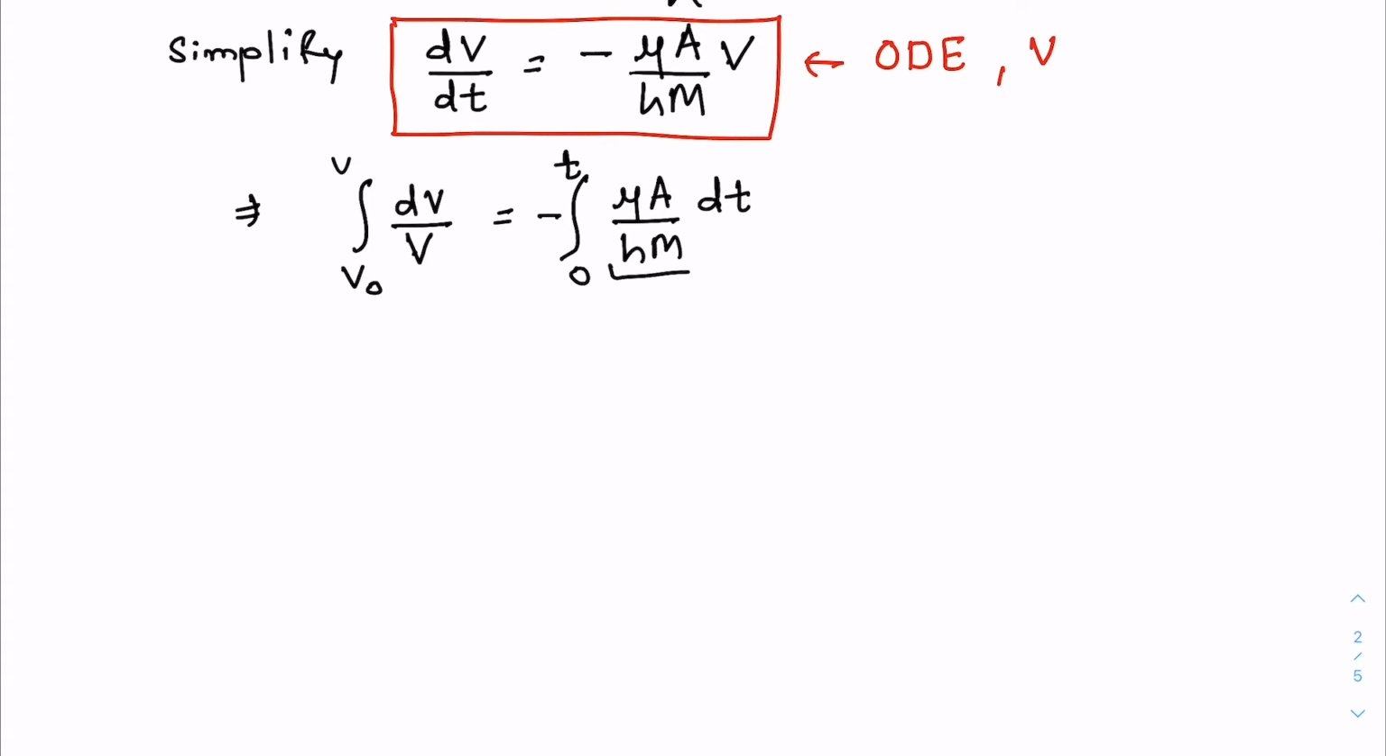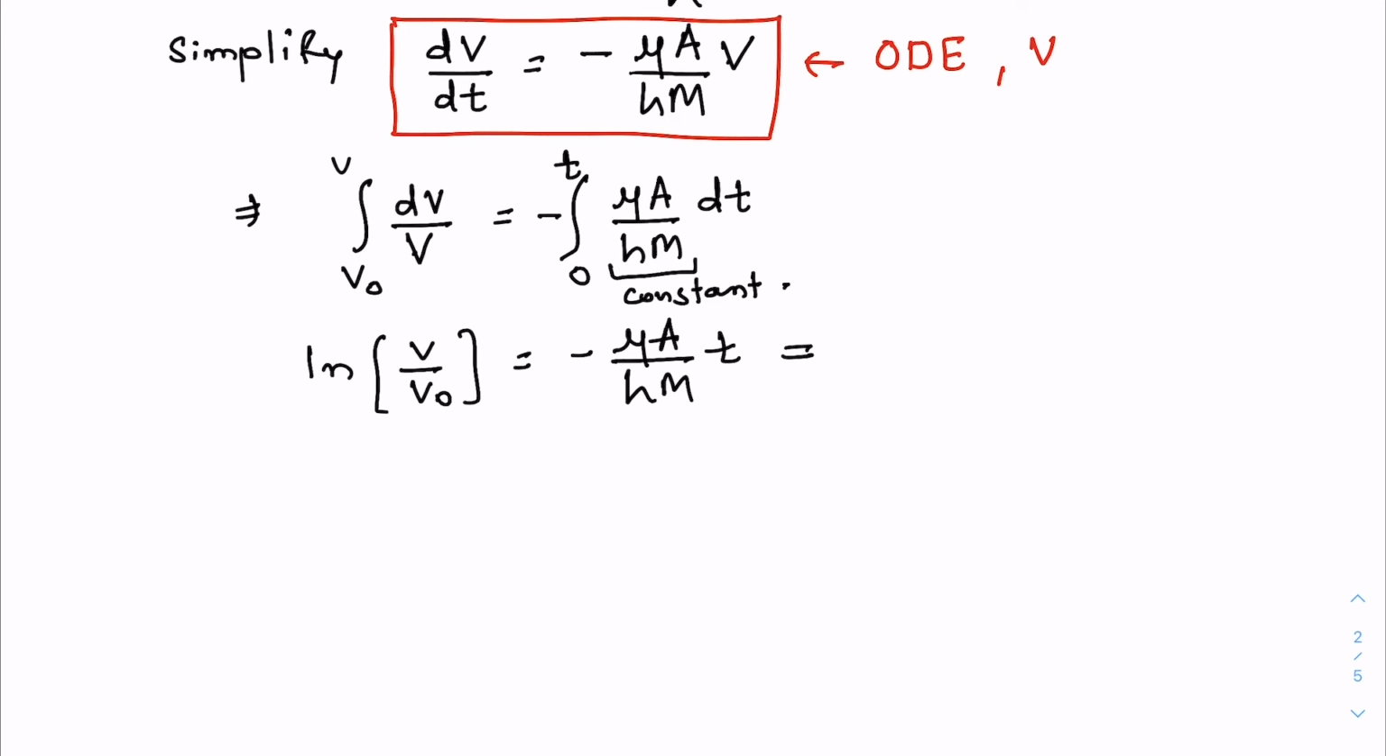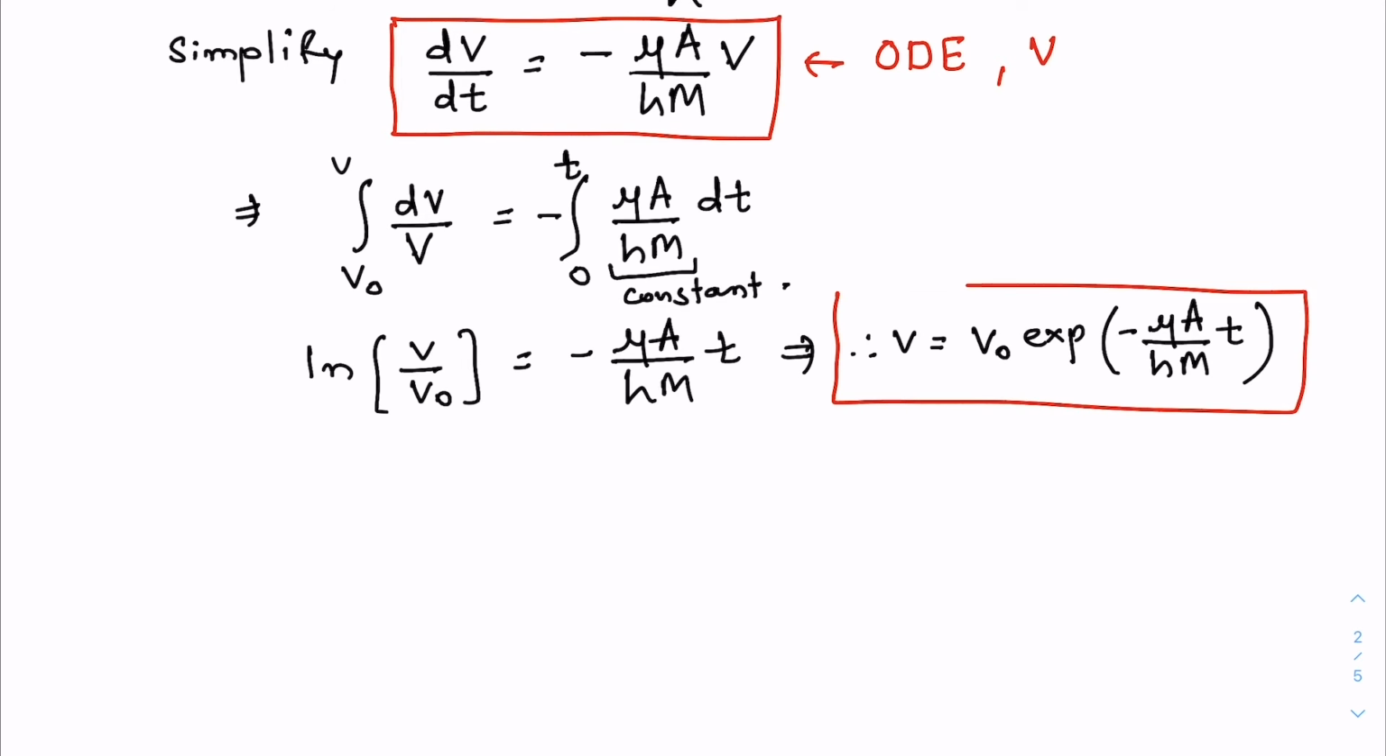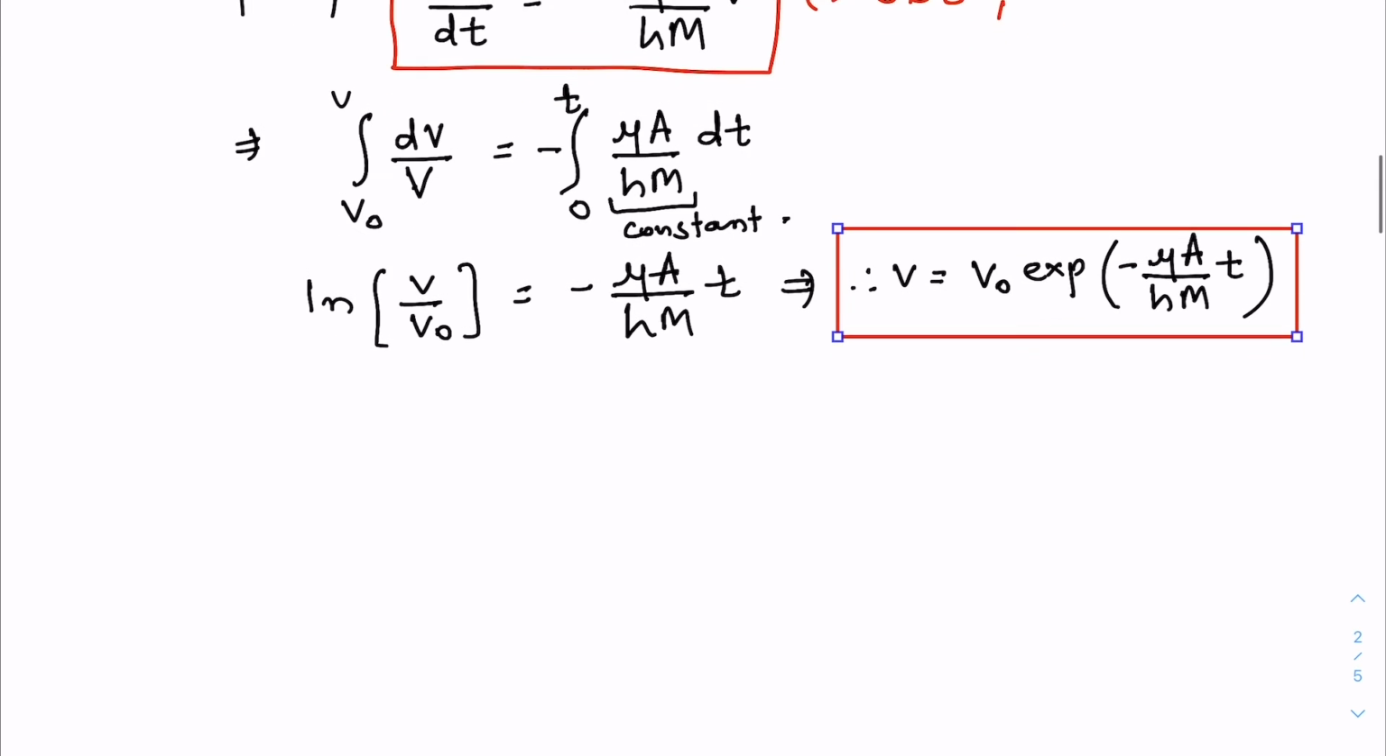This is just a constant because mu, A, h and m are all constants. So if you solve, you will find that the natural logarithm of v divided by v naught is equal to minus mu times A divided by h times m, into t. So writing v in terms of v naught, you will get v equal to v naught times exponential of minus mu A by h m, times t. So this is the expression for velocity in terms of time.